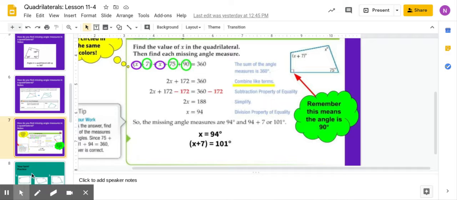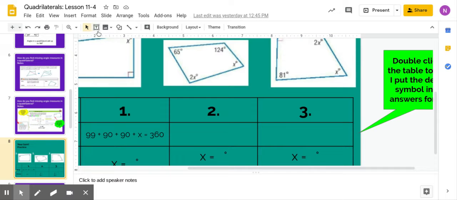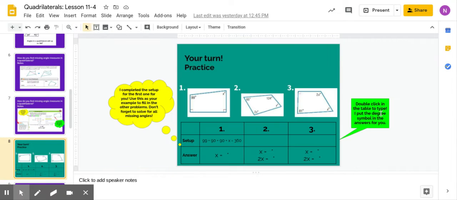Okay, so when you go to the next slide, you are going to do this now on your own. Well, if you notice, I showed you the setup. So you need to show the four things, the four angles that you're adding up and what it equals. It's always going to equal 360 degrees because they're all quadrilaterals. All right, the degree symbol's already here, so you can just type your answer. Well, let's look at number 2.